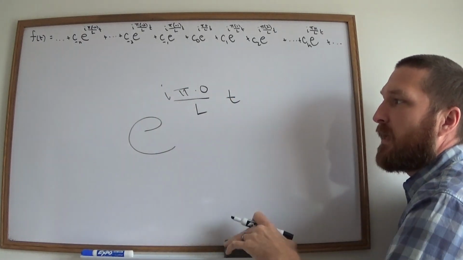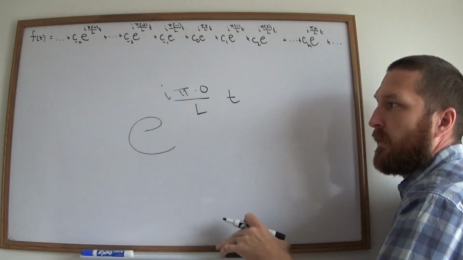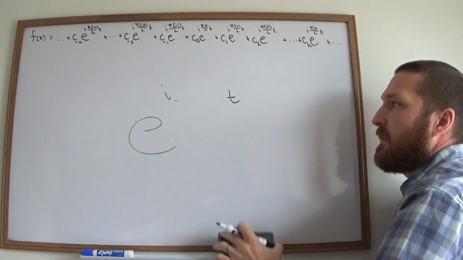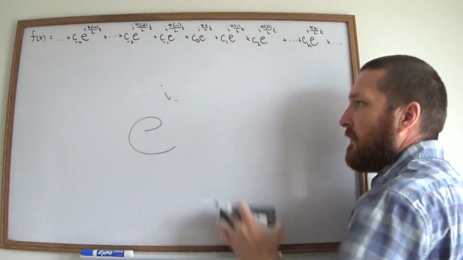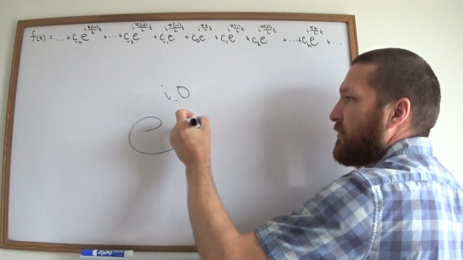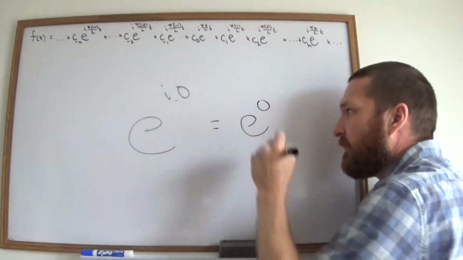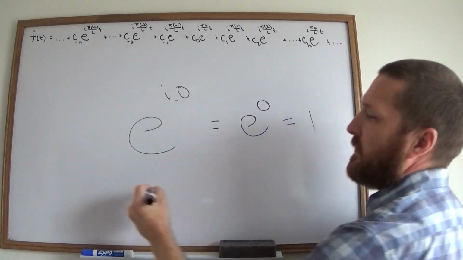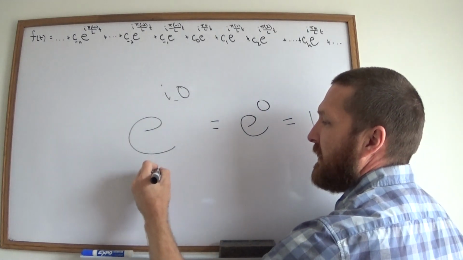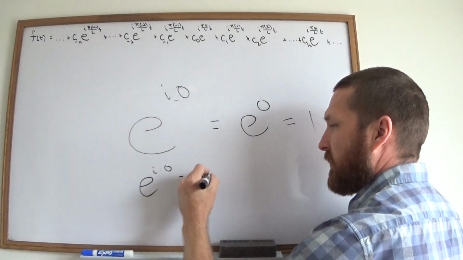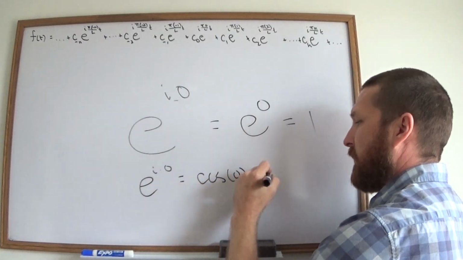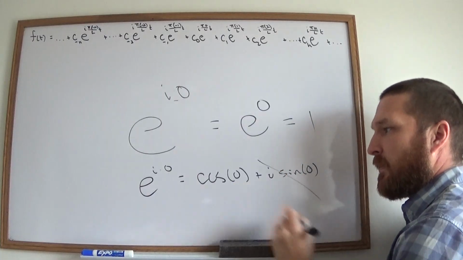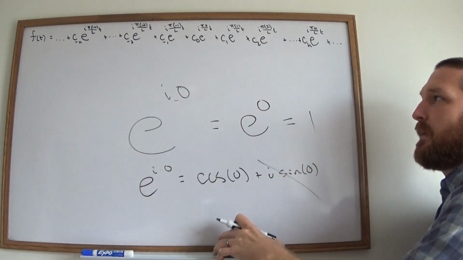Well, the 0 makes all of this go to 0, right? 0 times pi is 0. Over L is still 0. Times t is still 0. And then I times 0, that's just a big fat e to the 0, and e to the 0 is 1. If you don't like that, you could say e to the I times 0 is cosine 0 plus I times sine 0. Sine 0 is 0, cosine 0 is 1. Okay, so yeah, that's good.